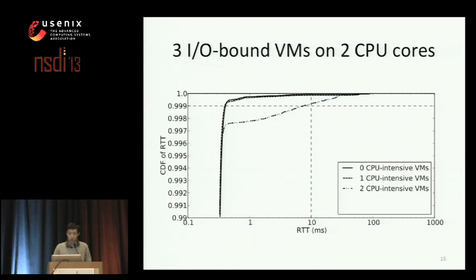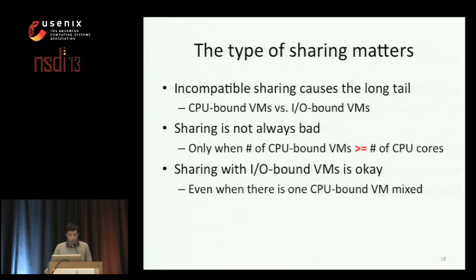But if we do it again with just a second CPU-bound VM, then the tail latency all of a sudden increases by more than an order of magnitude. As you can imagine, if we keep doing that, in the end, when we have 4 CPU-bound VMs and just 1 I/O-bound, the latency we see is almost as bad as we have measured in EC2, but here on our local testbed, there's no network congestion. What we have learned from these experiments is that the type of sharing does matter. The root cause is the co-scheduling of incompatible workloads on a shared platform.